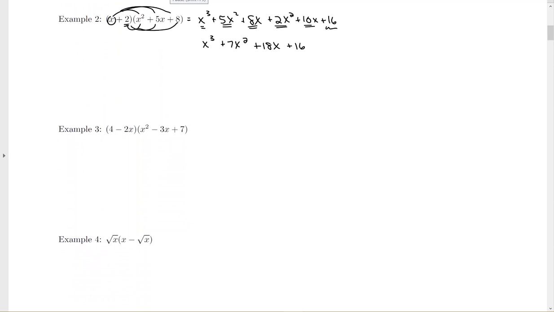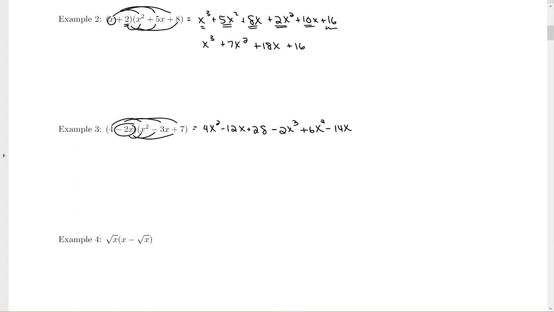Same idea for example 3, distribute the 4 all the way through. Then watch this, you're going to distribute the negative and the 2x all the way through. So negative 2x times x squared would be negative 2x cubed. Negative 2x times negative 3x, positive 6x. Negative 2x times positive 7, I forgot to put my squared up there. So negative times negative is positive 6, x times x squared. Negative 2x times positive 7, negative 14x.